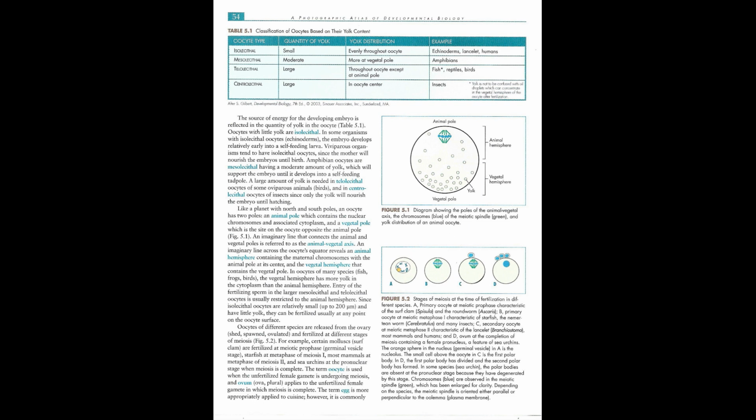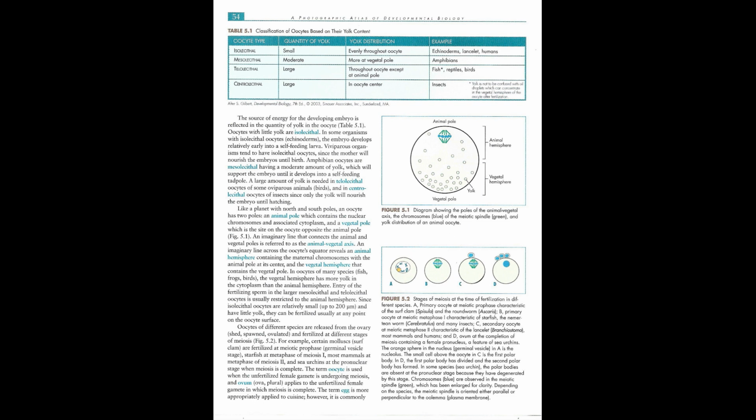Oocytes of different species are released from the ovary, shed, spawned, ovulated, and fertilized at different stages of meiosis, Fig 5.2. For example, certain mollusks, surf clam, are fertilized at meiotic prophase, germinal vesicle stage, starfish at metaphase of meiosis I, most mammals at metaphase of meiosis II, and sea urchins at the pronuclear stage when meiosis is complete.